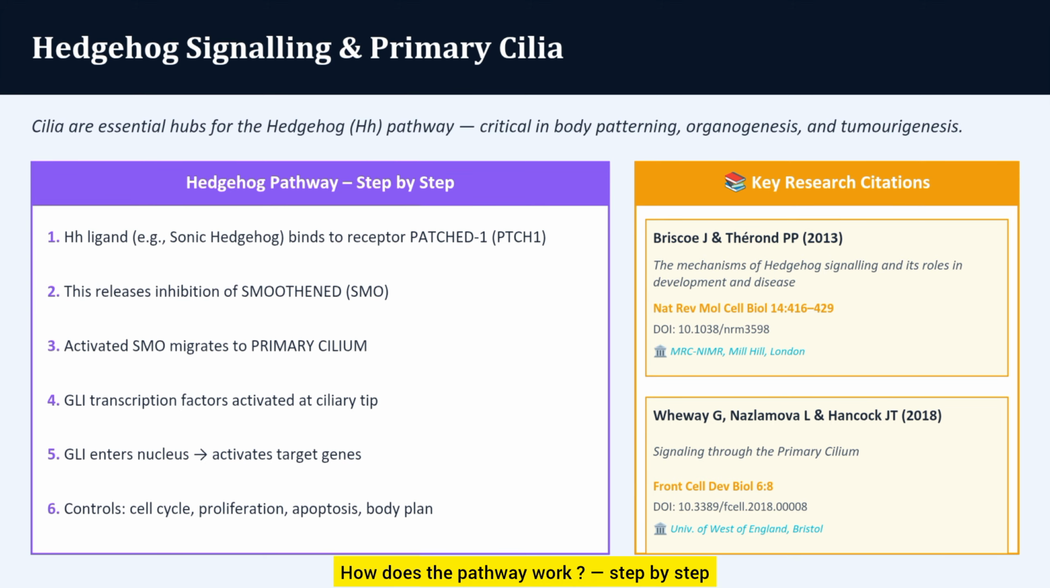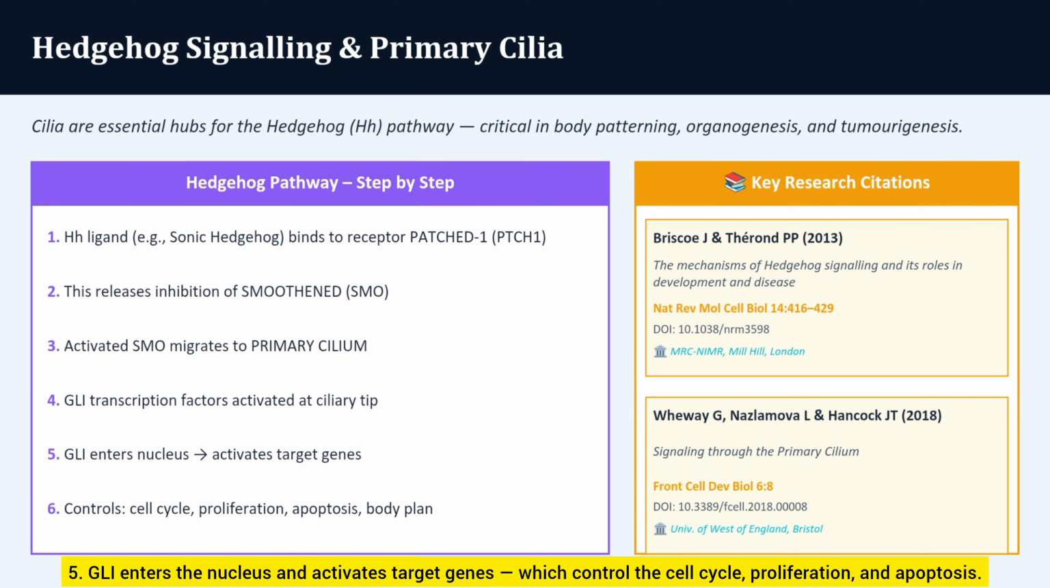How does the pathway work, step by step? First, the hedgehog ligand, such as sonic hedgehog, binds to the receptor patched 1. Second, this releases the protein smoothened, also called SMO, from inhibition. Third, activated SMO migrates into the primary cilium. Fourth, GLI transcription factors are activated at the ciliary tip. Fifth, GLI enters the nucleus and activates target genes, which control the cell cycle, proliferation, and apoptosis.